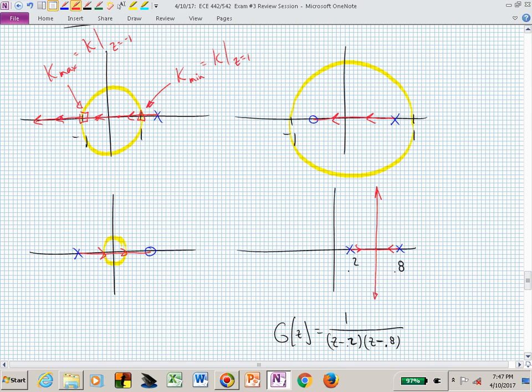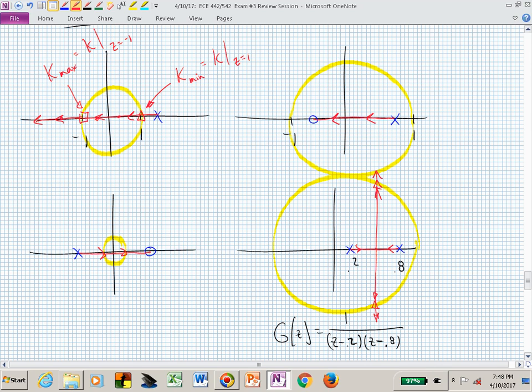What's the minimum value for stability? 0, because they're both starting inside the unit circle. Now I have a unit circle that's there. Can I continue to crank up the gain k to an unlimited value? No. Can you find the gain to get me to that upper limit?